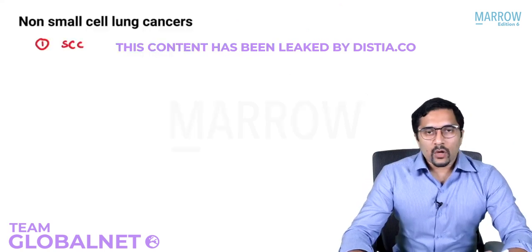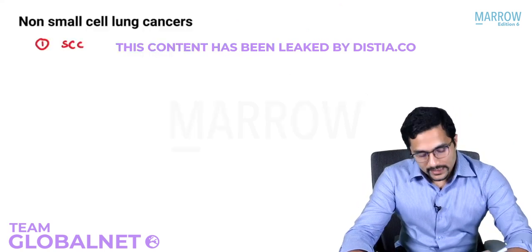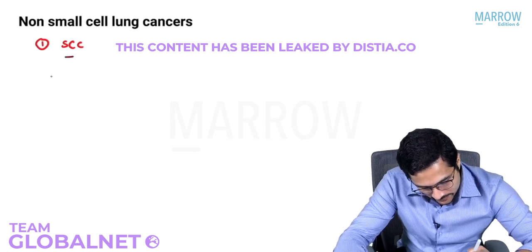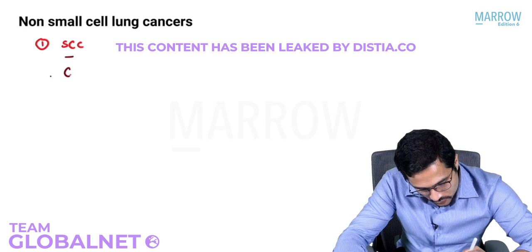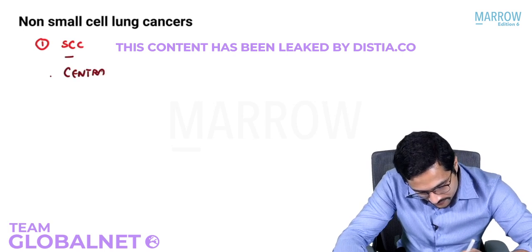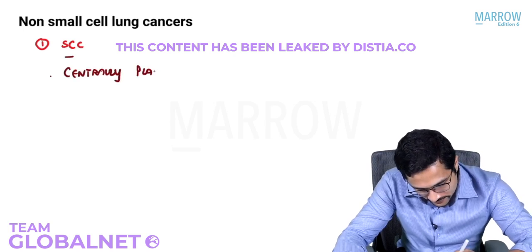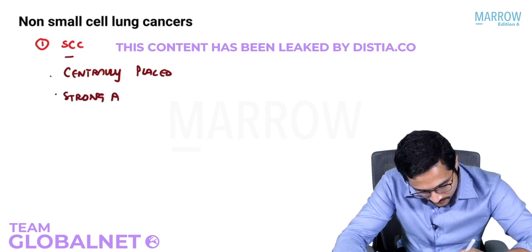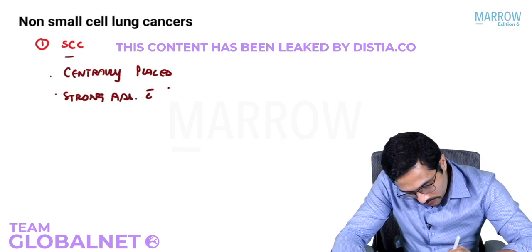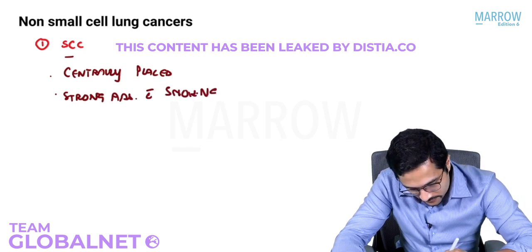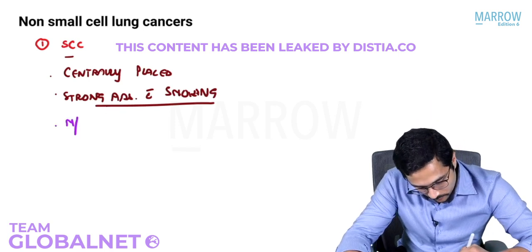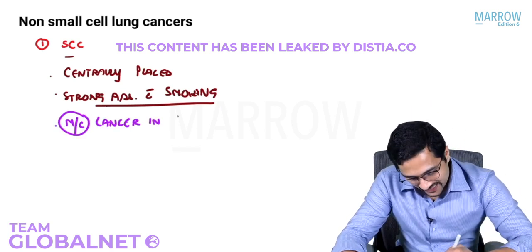So we've discussed small cell lung cancer. Among the non-small cell lung cancers, the first one is squamous cell carcinoma. These tumors are usually centrally placed, and they have a strong association with smoking. In fact, this is the most common lung cancer in smokers.